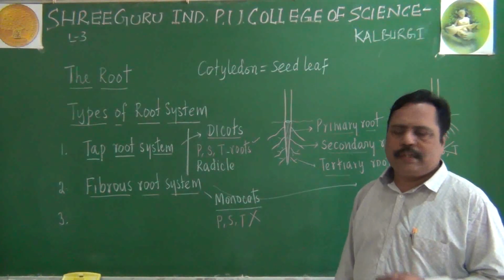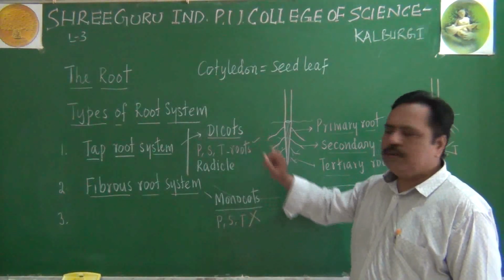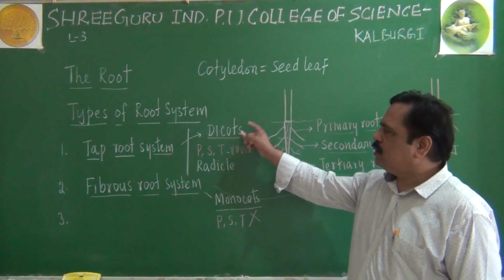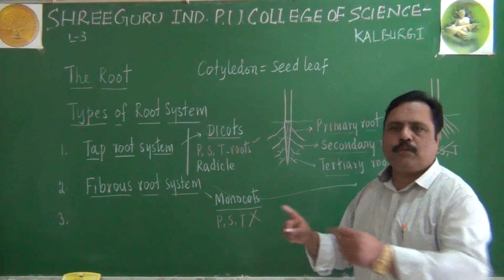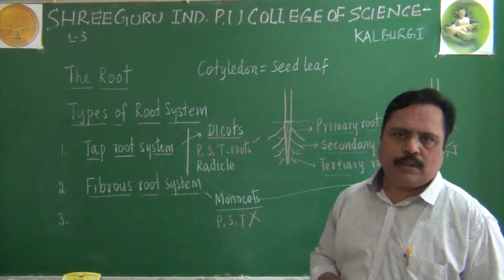Do you get this point? Another difference I told you is that while taproot system can be found in dicots, fibrous root system can be found in monocots only.